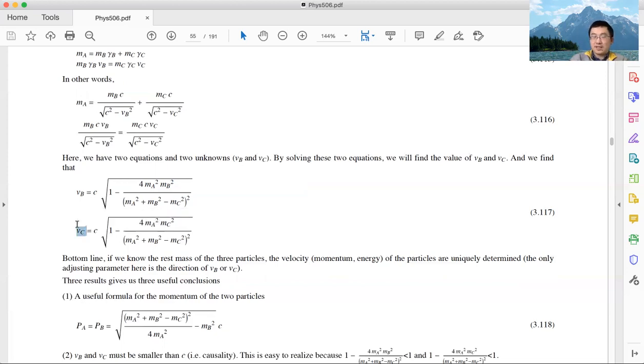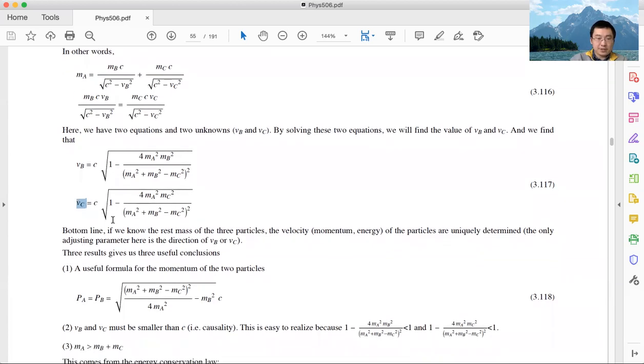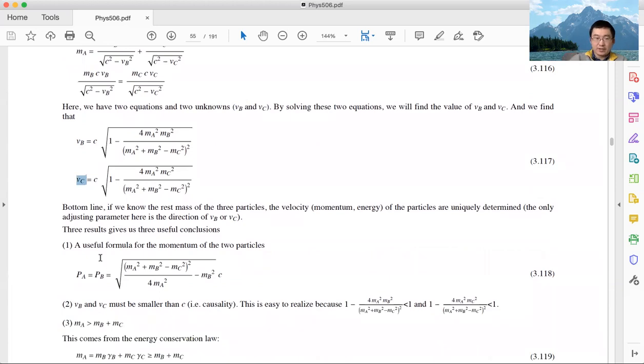So for this decay, by just requiring the energy and momentum conservation laws, I already know what the final velocities of my particles B and C would be after this decay. That is actually a very nice property. And from this velocity, we can derive several very useful formulas.